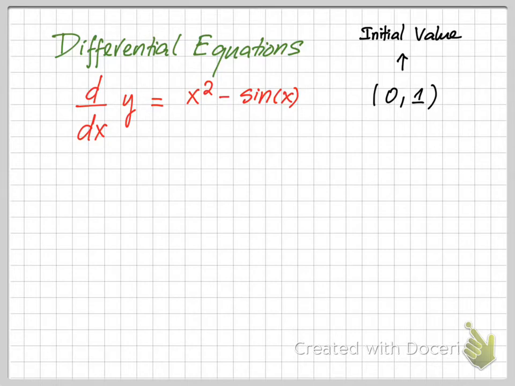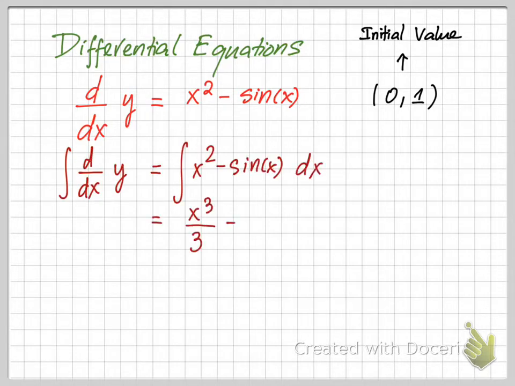So if we have this equation and we want to solve for y, we want to solve for the function y such that the derivative of y equals x squared minus sine of x. Then we integrate both sides. So we integrate the derivative of y and then integrate x squared minus sine x dx. When you integrate a function, you should have a dx at the end.